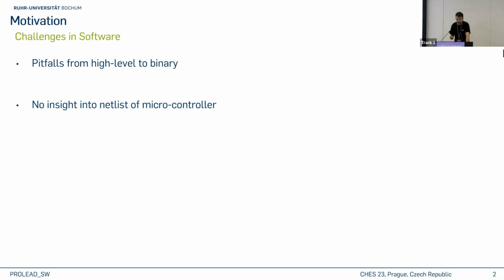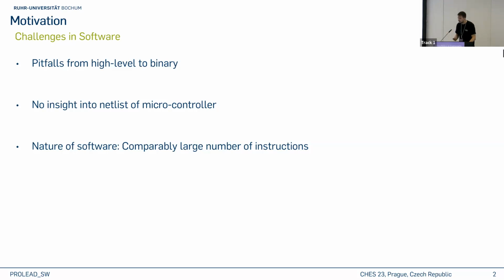Now, I think most of you would agree that verification to check if the software you wrote is actually secure in the presence of such microarchitectural effects would come in very handy. Unfortunately, here we face another challenge, which is the nature of software. Compared to hardware implementations, software implementations usually have a large number of instructions and clock cycles. This makes formal verification not really scalable because they have to perform an exhaustive evaluation and, to be precise, also require the underlying netlist.